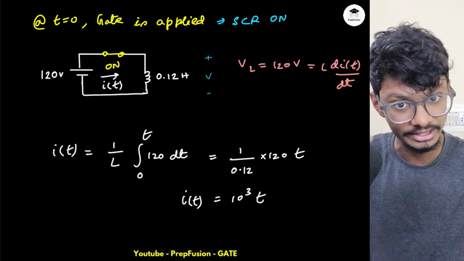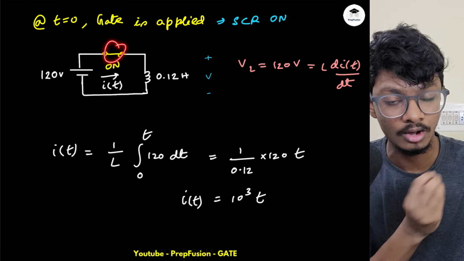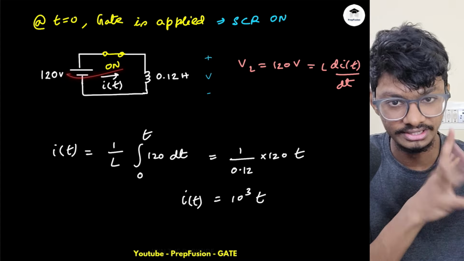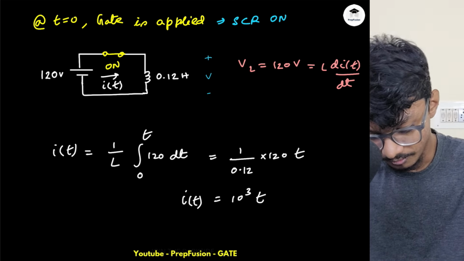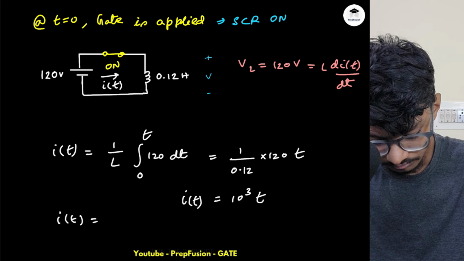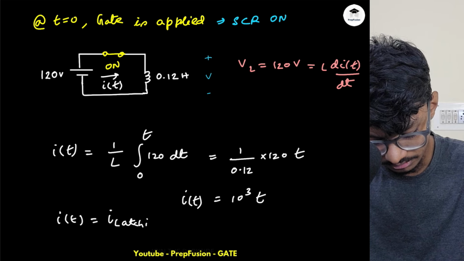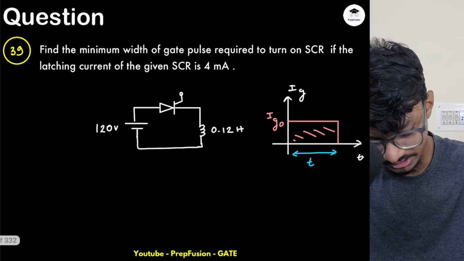This is what I was saying, that I will explain later what happens when the SCR is turned on and how the current slowly increases. Because in such circuits, current can slowly increase, it cannot suddenly change. So my i(t) has to be I latching, that is 4 milliamperes, at, let's name this, tg.